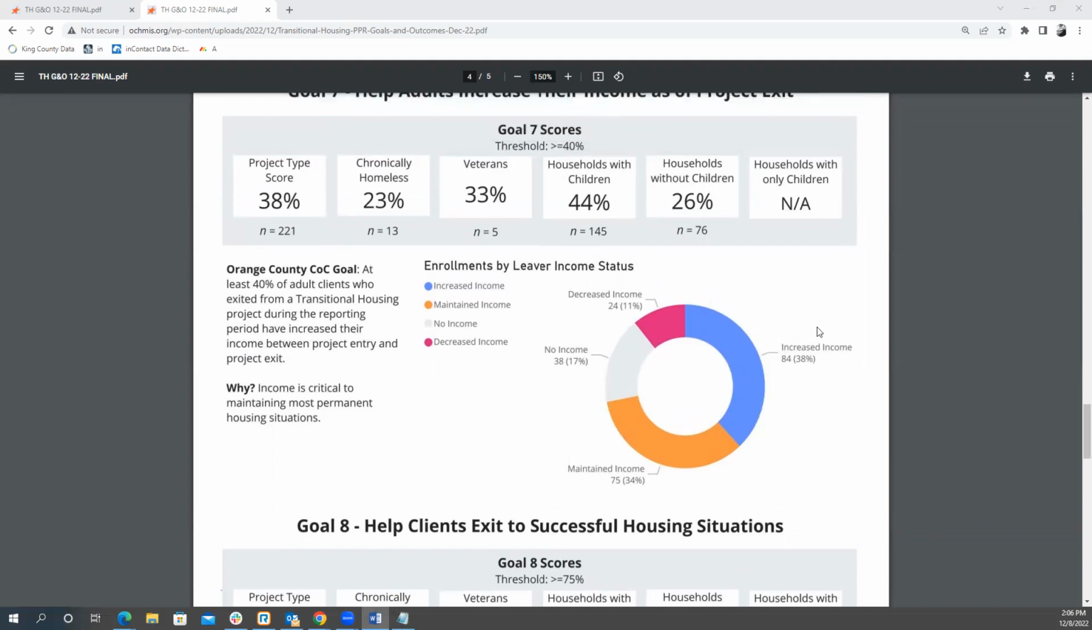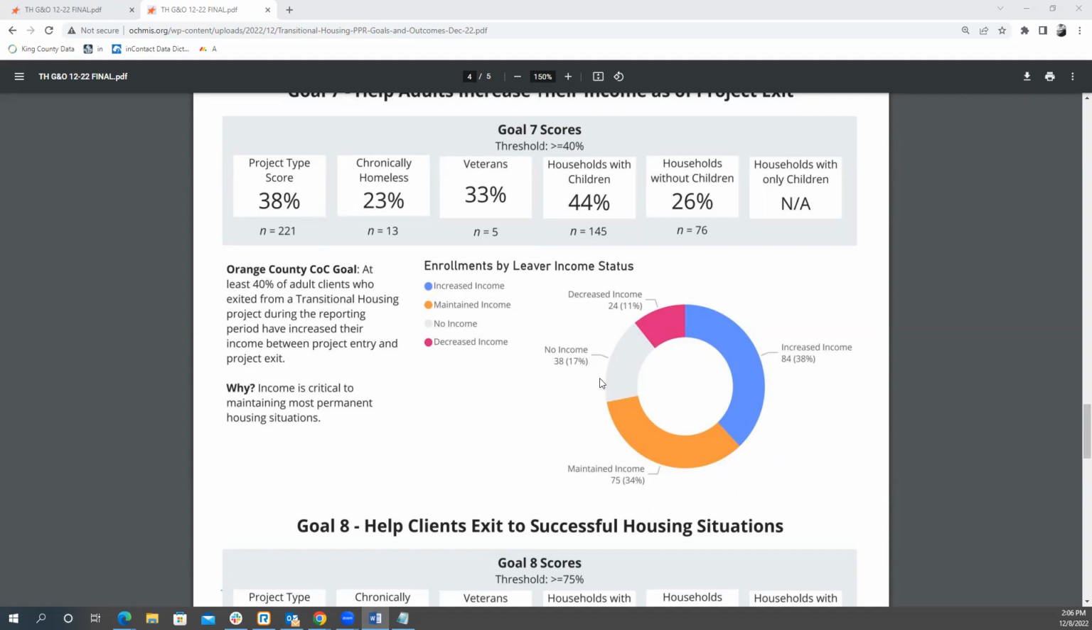So looking at the breakdown of the income status, almost 75% of the clients either had increased income or maintained income. Only 11% decreased their income. And then 17% had no income reported at entry or exit. The good news is we didn't have any missing income, which is great. I would just recommend looking really closely at those with no income to make sure that's accurate.